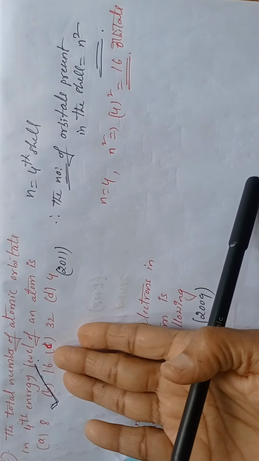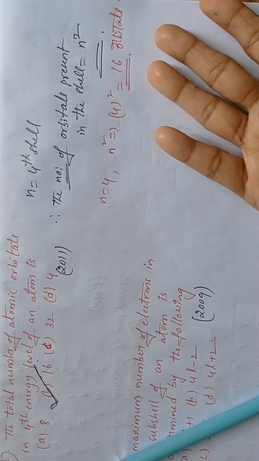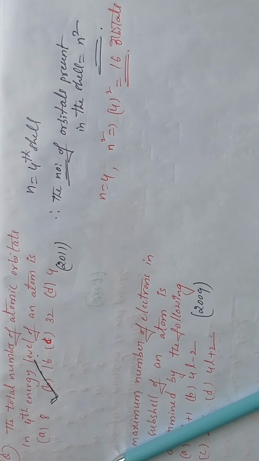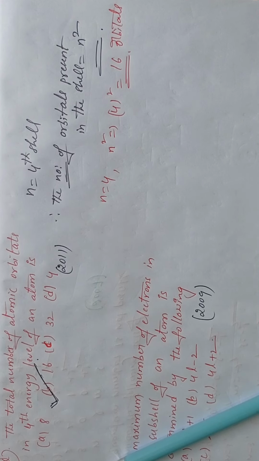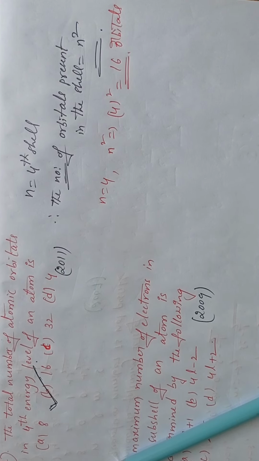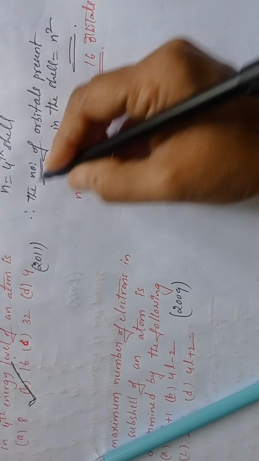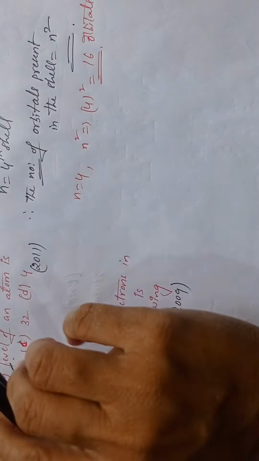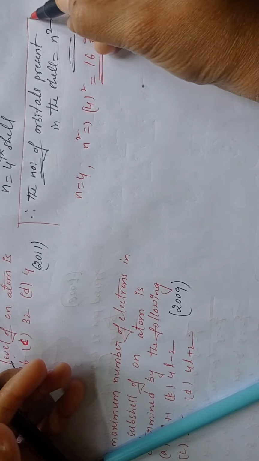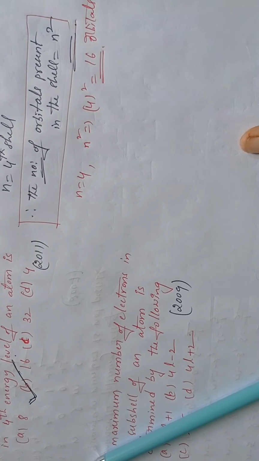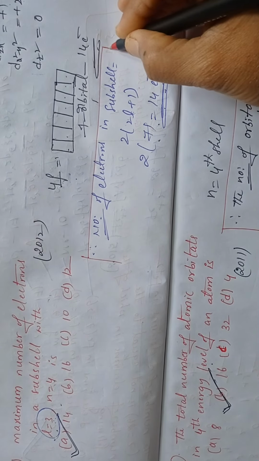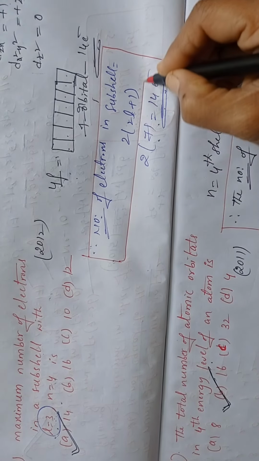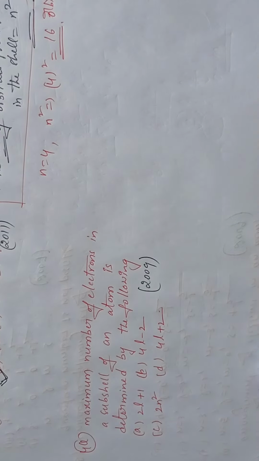If suppose the third energy level is asked, then 3 square, 9 orbitals. Are you clear on this one? Third energy level. So 3 square, that means 9 orbitals you will get. That is the answer. This formula you have to practice, students, then you can calculate this type of problem easily. And one more formula: the number of electrons present in the subshell is 2 into 2L plus 1. Okay, and now see, students, fourth question.